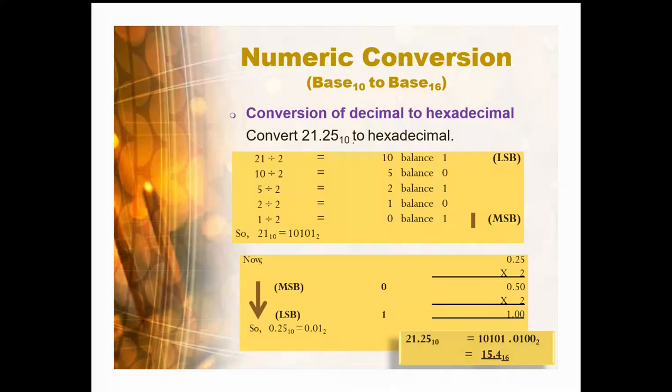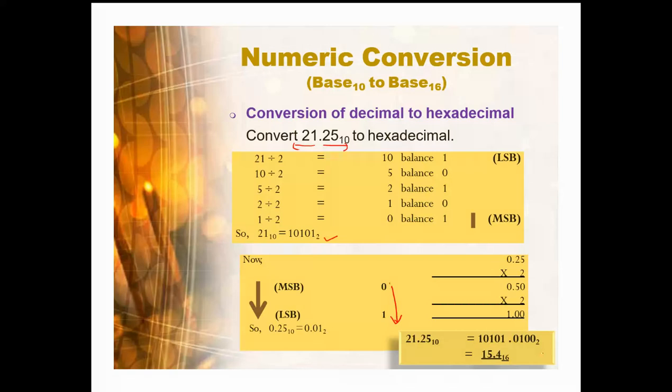Okay. So for example here, 21.25. You want to change to hexadecimal. So macam biasa, before floating and after floating. Alright, so before floating, 21, you bagi macam biasa, using a division method. So you akan dapat 10101 base 2. And 0.25 you multiply manually, you times, you akan dapat 1, from the top to bottom 0 1. Okay, 0.01.